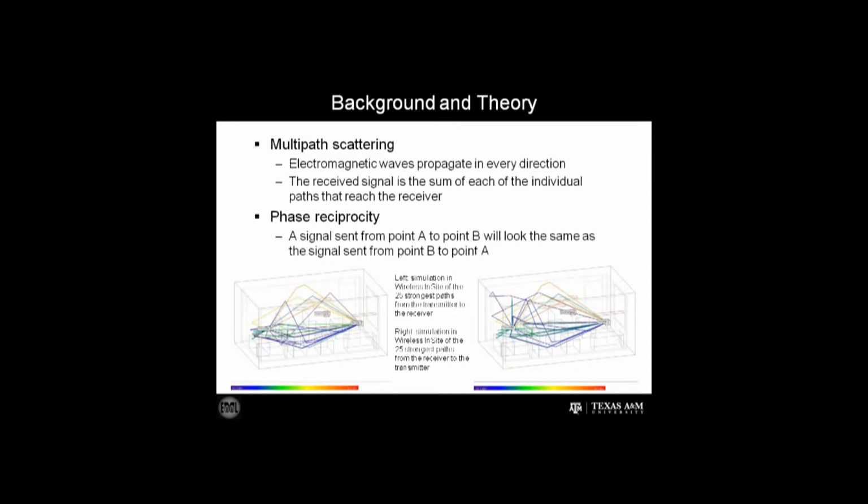Multipath scattering means that when a signal is sent from antenna 1 to antenna 2, it doesn't just take one path to get there. Instead, it bounces and reflects off of all of its surroundings, and the sum of all the signals reaches the receiver. Reciprocity means that signals sent from user A to user B look the same as if they were sent from B to A. On this slide, simulations of the paths from antenna 1 to antenna 2 and antenna 2 to antenna 1 can be seen. As you can see, the strongest paths in this environment are the same in both cases, showing reciprocity.